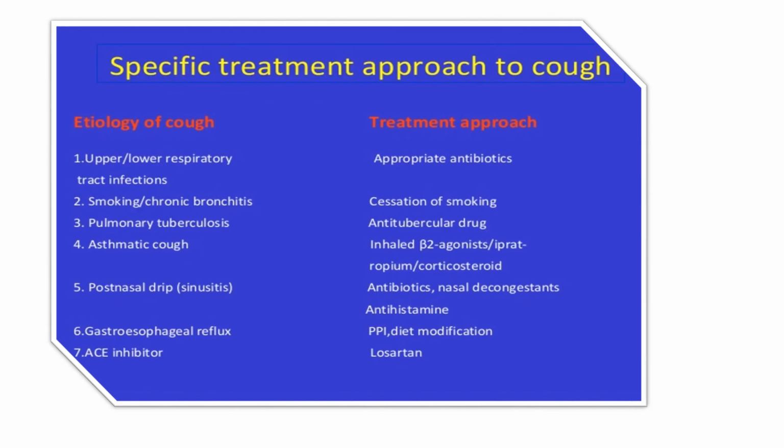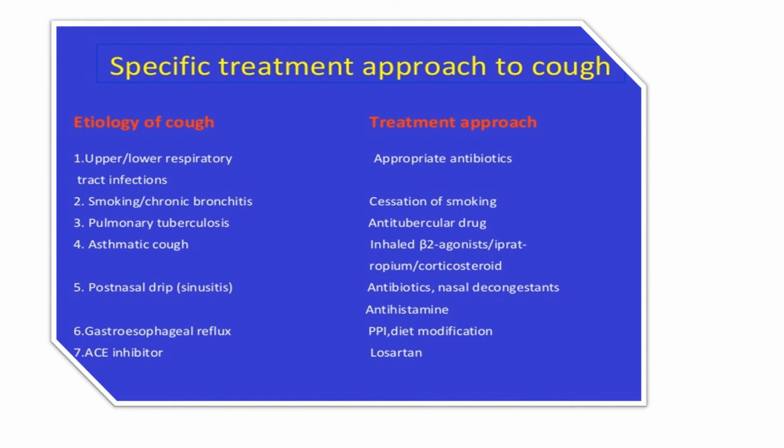Now, specific treatment approach to cough. Now, how do you treat? Suppose you have an upper or lower respiratory tract infection, you should specifically give antibiotics. That will itself decrease the cough. Then you should give the supportive drugs for cough. If it is productive, either expectorants or mucolytics. If smoking or chronic bronchitis, smoking is the reason, quit smoking and then give the additional treatment for productive cough.